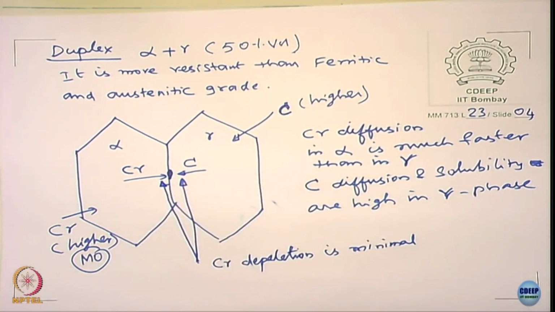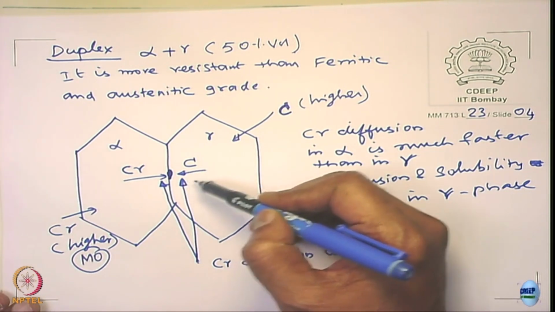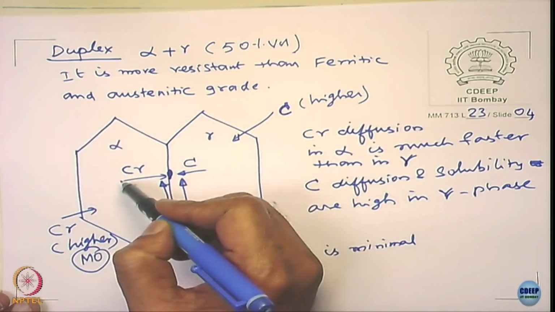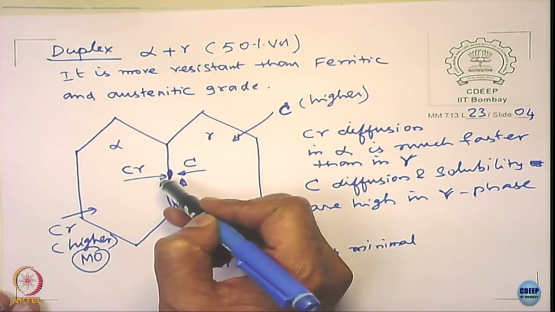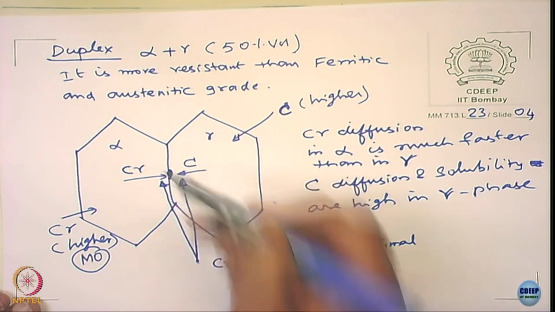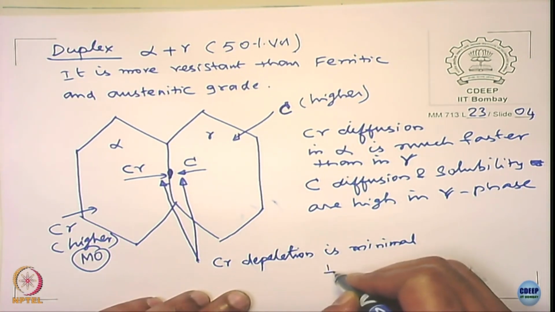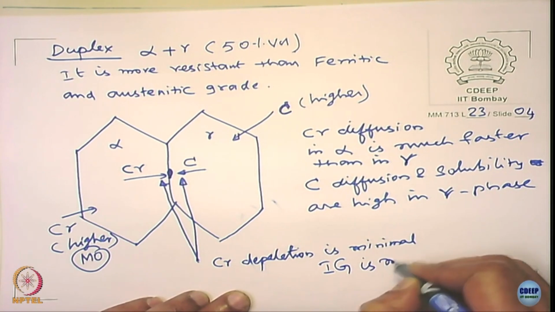On both the sides, because when you have faster diffusion, then what happens? You do not get a strong concentration gradient quite fast, and there is no need for the chromium in the austenite side to diffuse, because when the carbon goes over here, the chromium moves from alpha to form the chromium carbide. So the grain boundaries are not going to get depleted so much as it happens in the ferrite or in the austenite. So it is minimal, and so IGC is minimal.